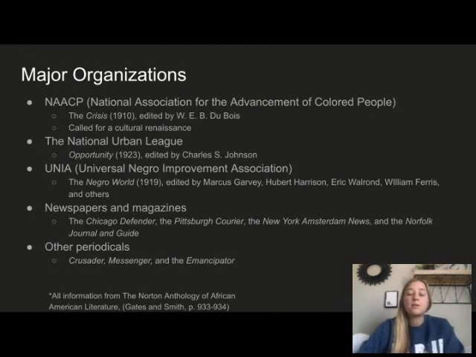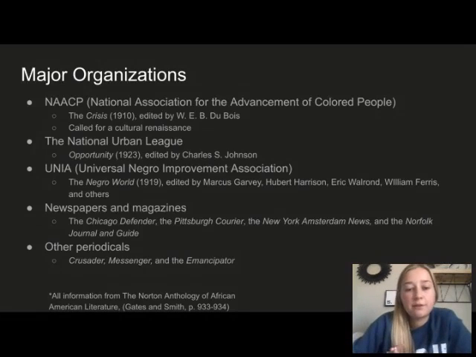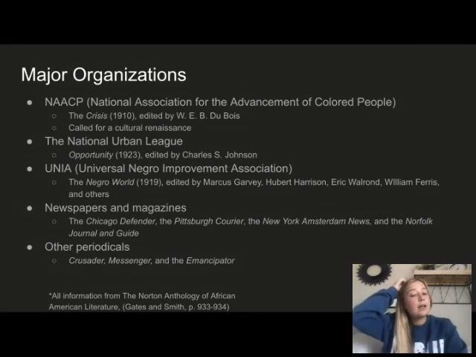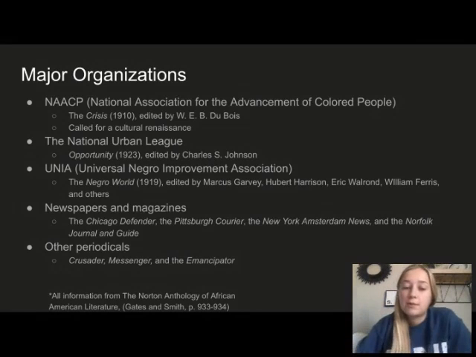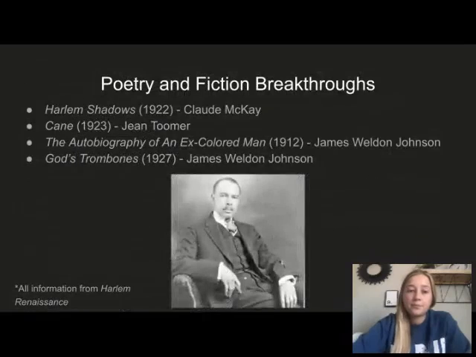And then newspapers and magazines also played a huge role in supporting and moving this Renaissance along. Some examples of these were the Chicago Defender, the Pittsburgh Courier, the New York Amsterdam News, and the Norfolk Journal and Guide. And there were some other periodicals that were important to this time too, and that was the Crusader, Messenger, and the Emancipator.